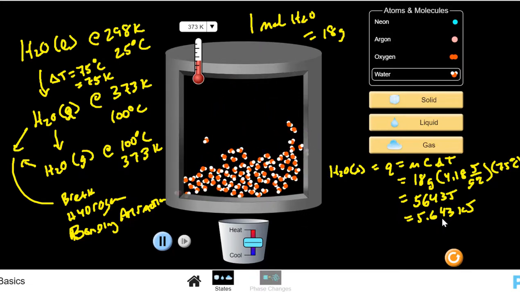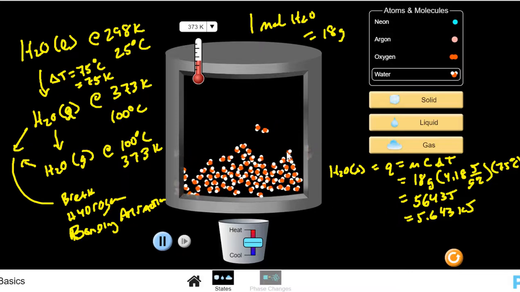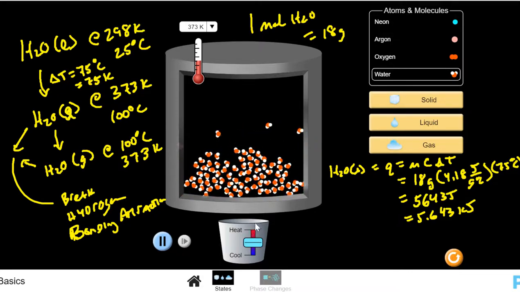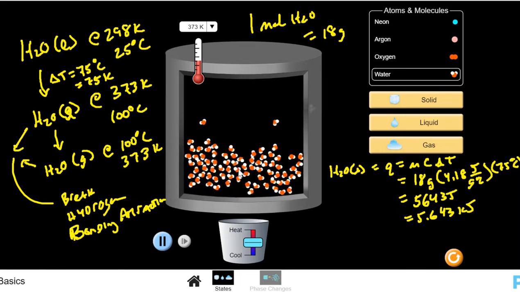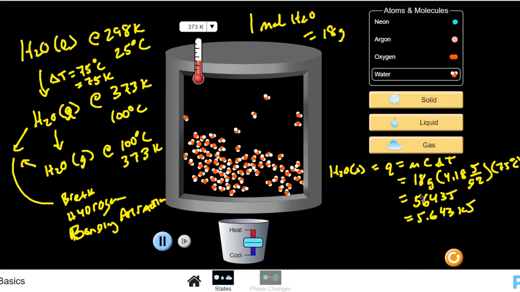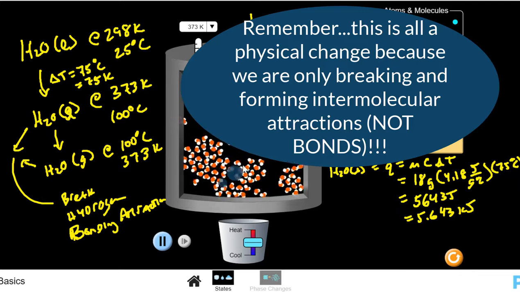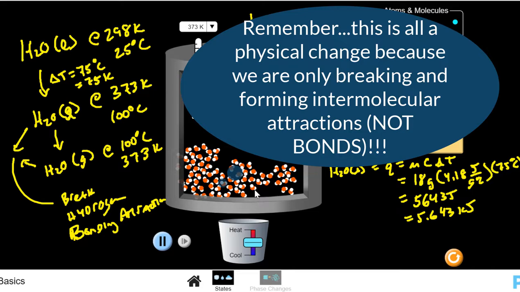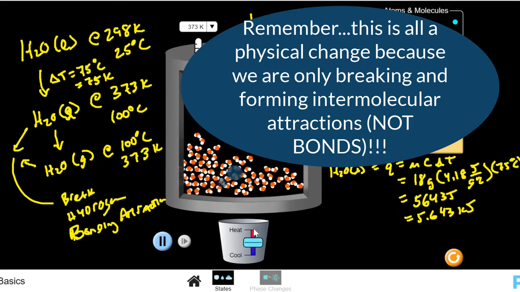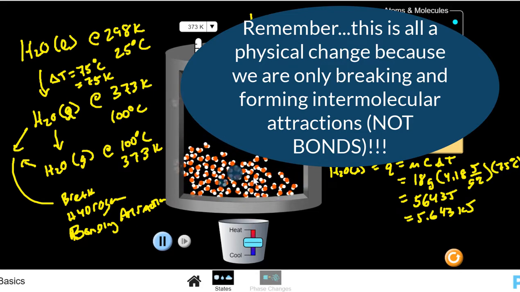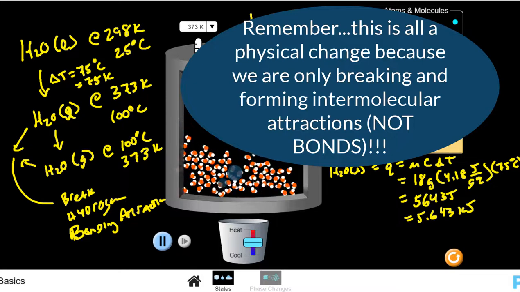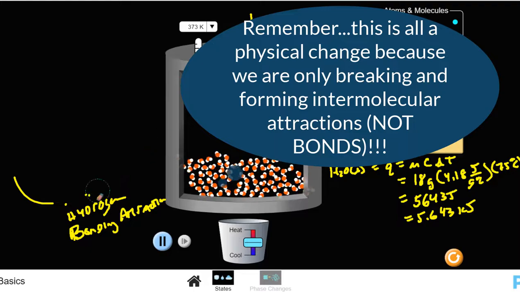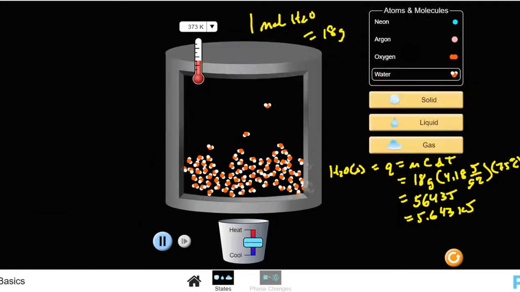So I poured in 5.6 kilojoules of heat just to get it to this temperature. Now, as I continue to pour in heat, it's going to start breaking these attractions. You can see as the temperature changed, the particles are moving faster with a greater average kinetic energy. But now the energy, or the heat, is going to go into breaking attractions. So I'm going to erase all of this if that's okay with you guys.